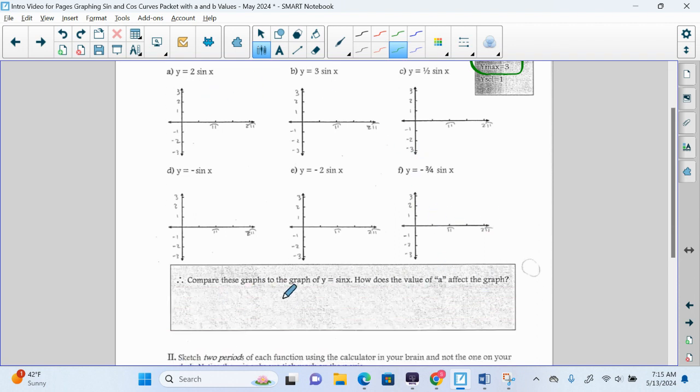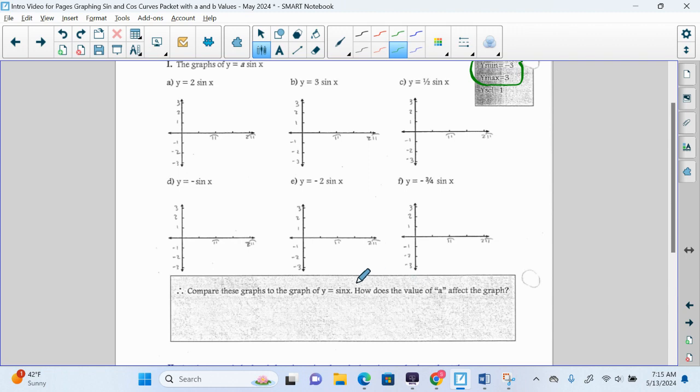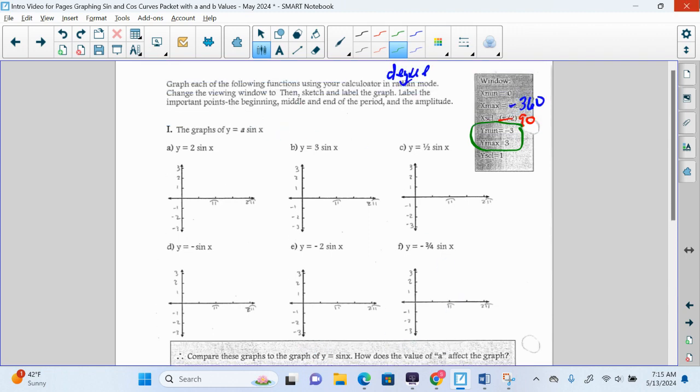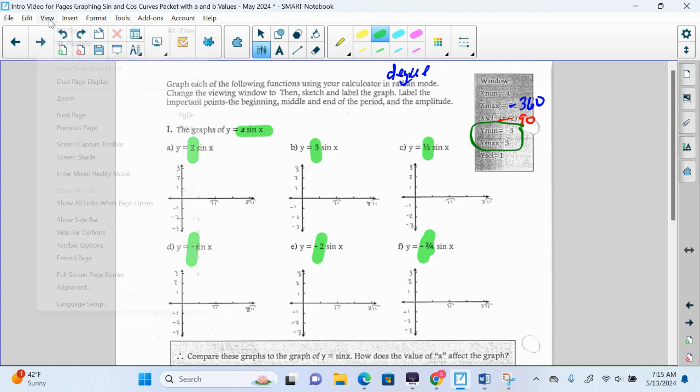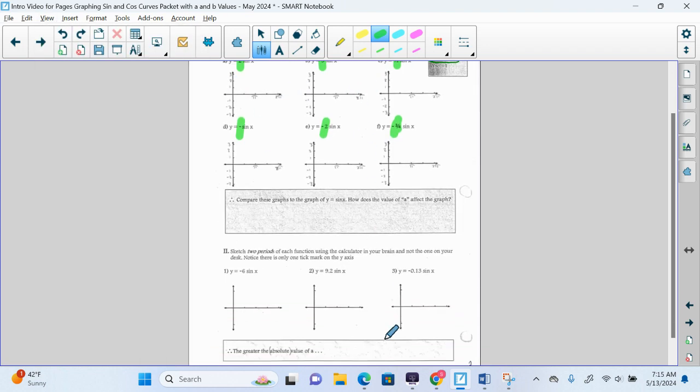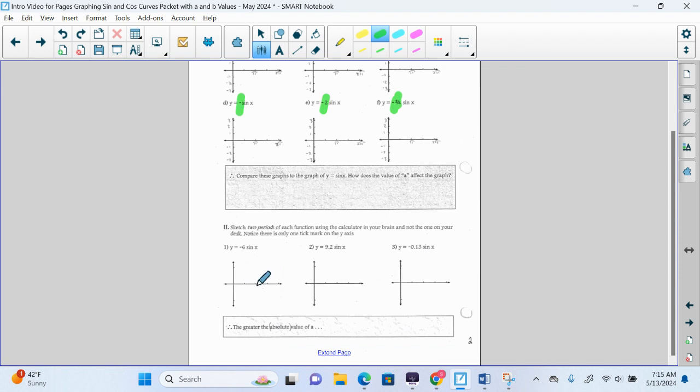See if you can answer this question. How does the A affect, see right here, sorry, I forgot to mention that, we're putting in a sine of x. Just like anything, we're sticking a number in front. How does this number, 2, 3, 1/2, that's a -1, -2, -3/4, how does that affect the graph? Okay, after you've got these 6 graphs, I would like you to try these by yourself.